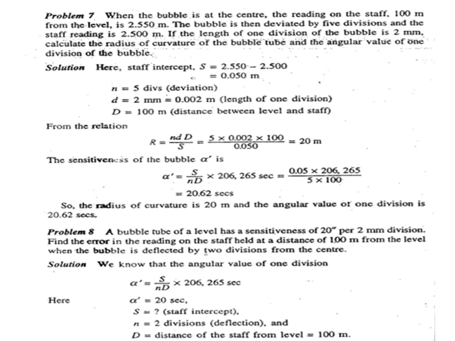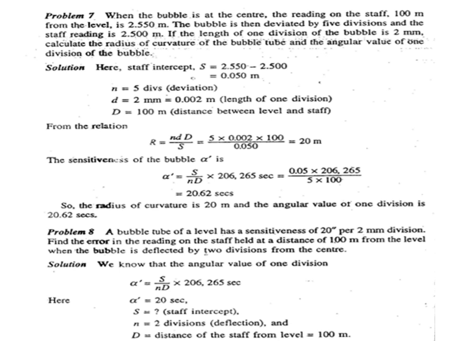Similarly, sensitiveness of bubble tube can be calculated as alpha dash equal to S upon N d into 206265, and it is 20.62 seconds. So the radius of curvature is 20 meter and the angular value of one division is 20.62 seconds.